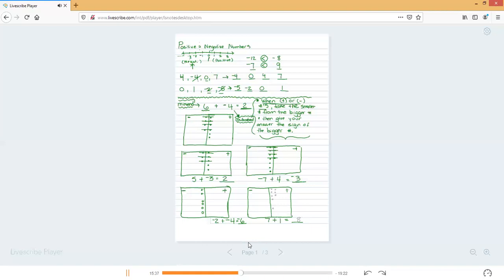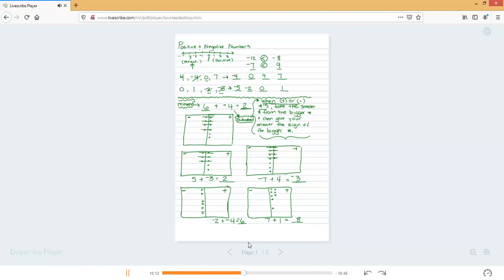I'm going to make my 7 first. So 1, 2, 3, 4, 5, 6, 7. Now I have to add 1. That 1 is positive, so I'm putting it down here, and that's going to give me a total of 8. And this is how you add positive and negative numbers.